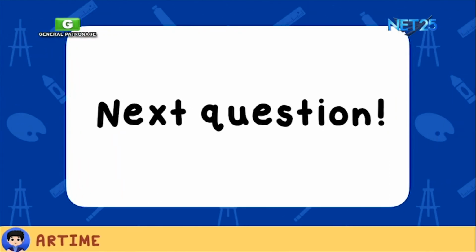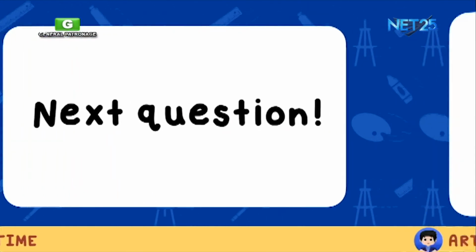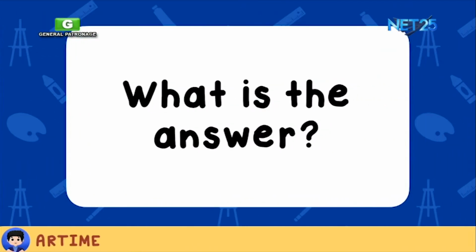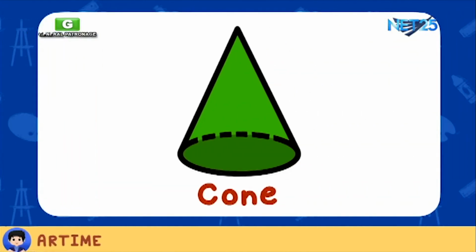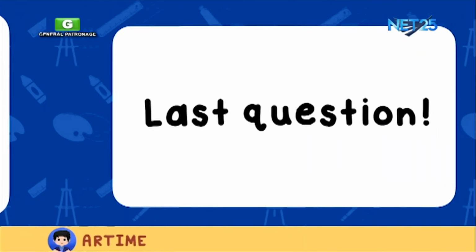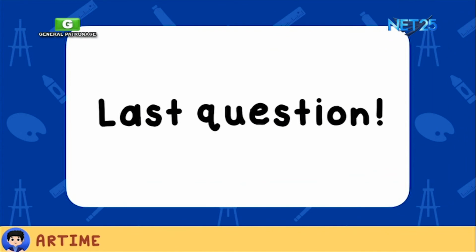Next question. What 3D shape has 1 flat circle shape for its base and 1 curved surface? It has 1 curved edge and 1 vertex. What is the answer, friends? Ding, ding, ding! Correct, friends! A cone!